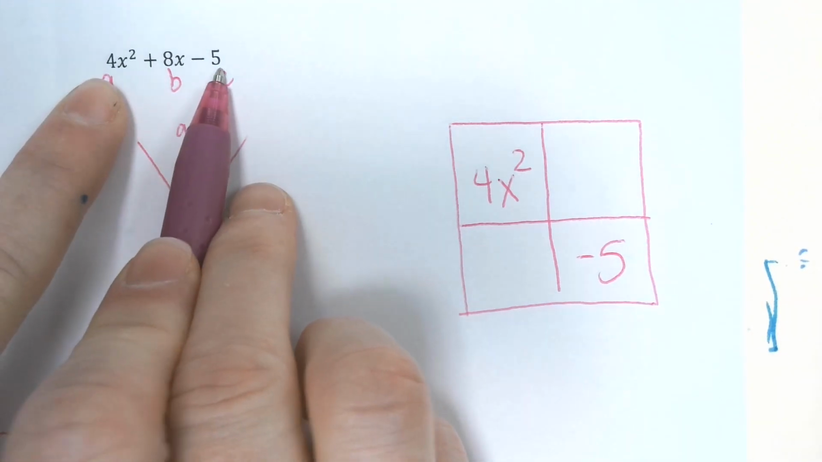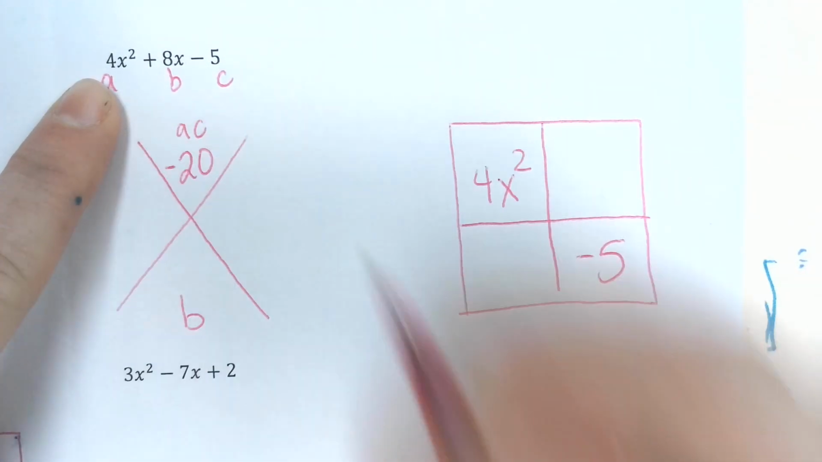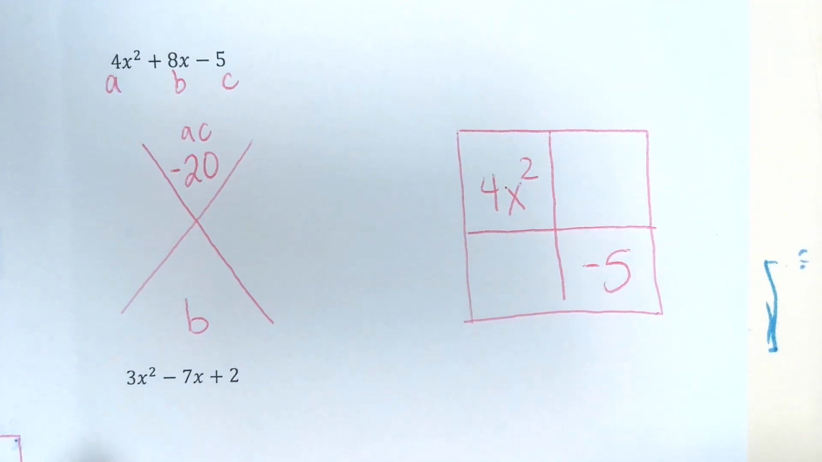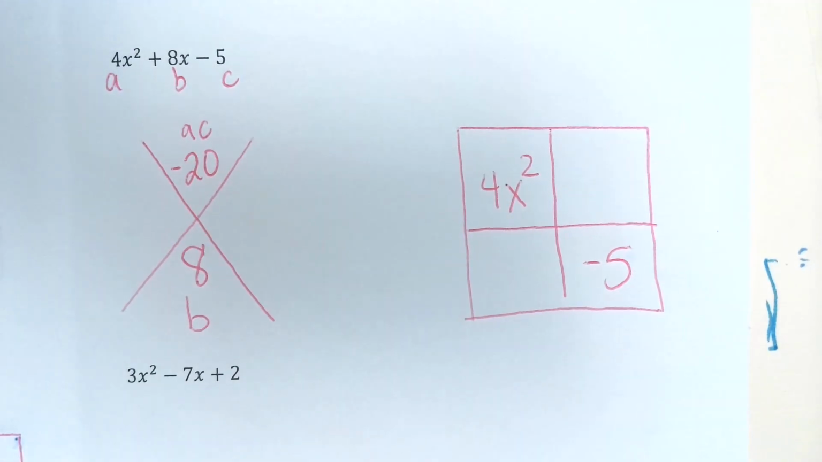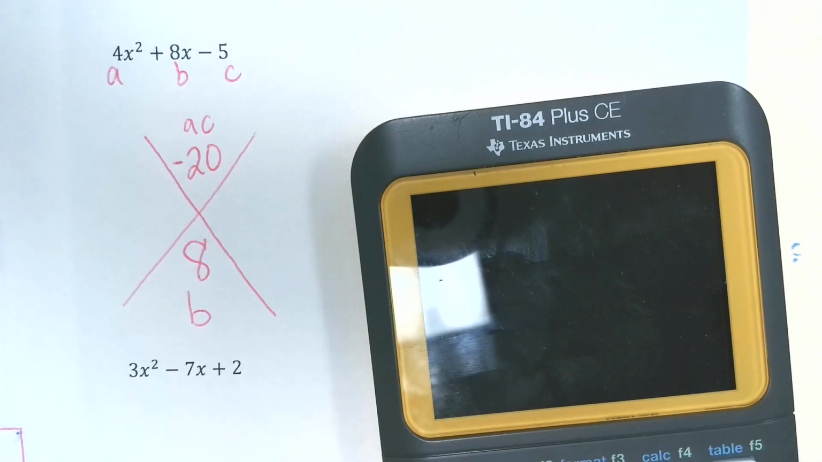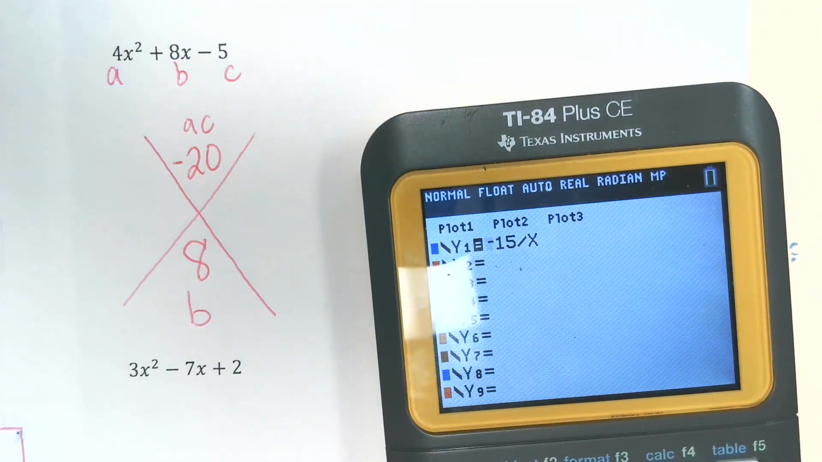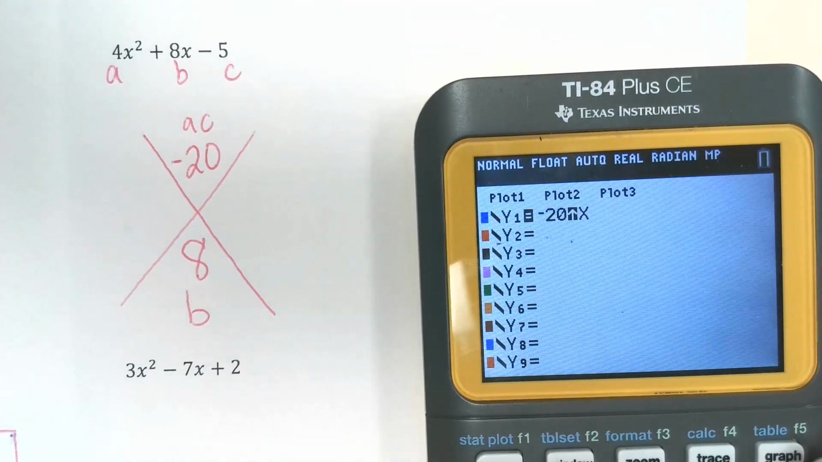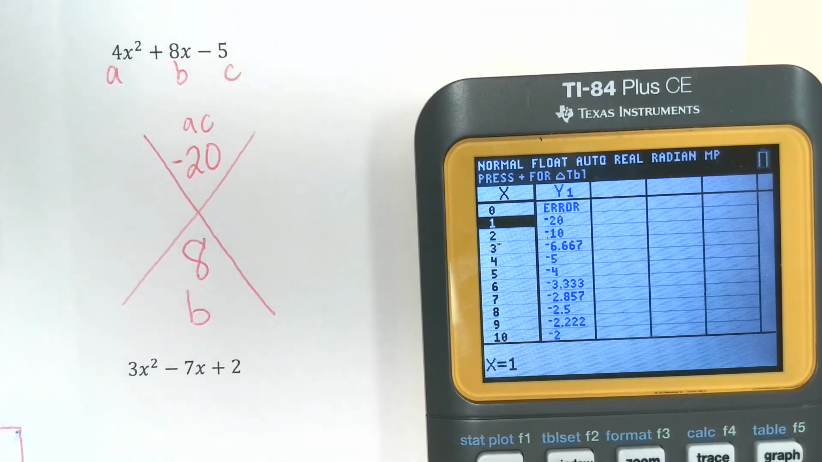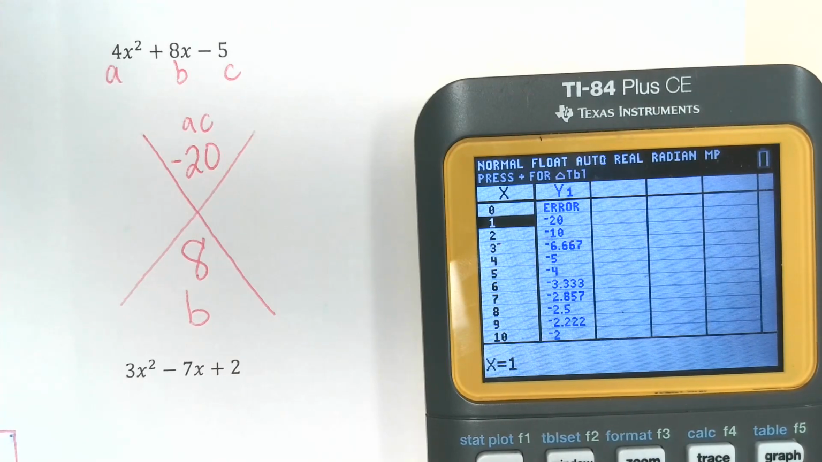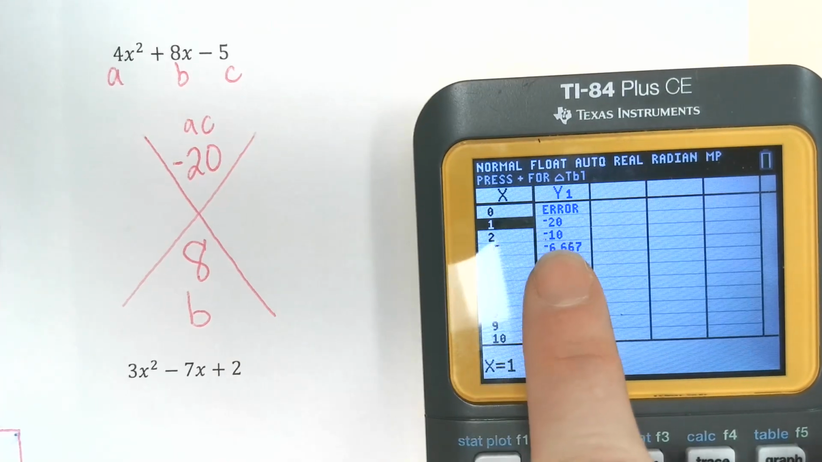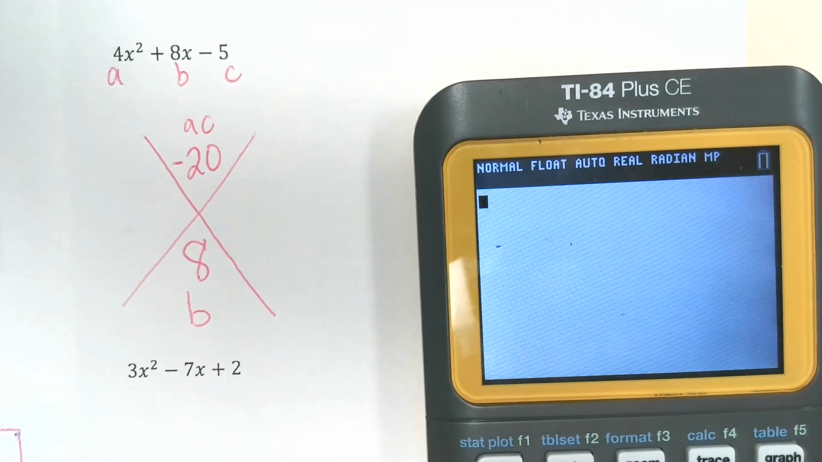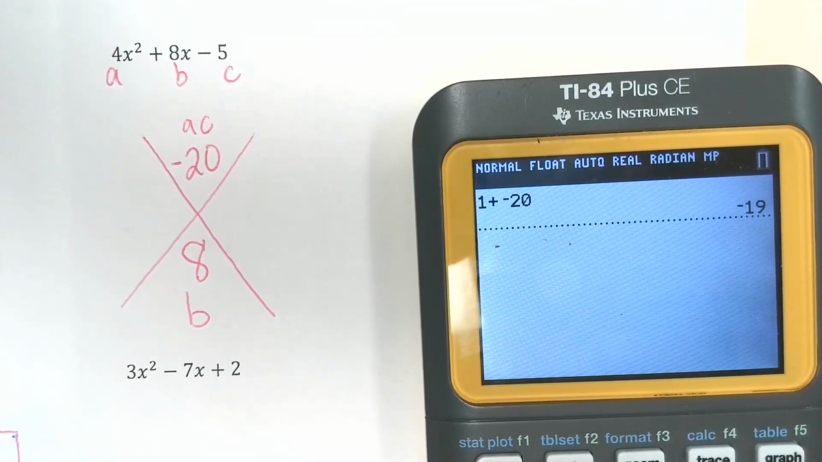So 4 times negative 5. It's negative 20. Then B is 8. So we're looking at the factors of negative 20 that add to get 8. So we're going to do negative 20. Find those factors. So we're going to look through them and see which one works. 1 and negative 20. If I add those, let's say you're not good at adding, then you would come over here and do that. So that's negative 19. So the first one is not it.